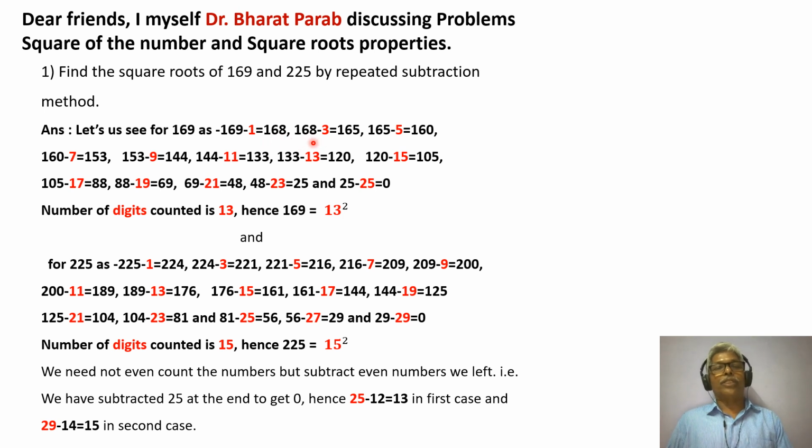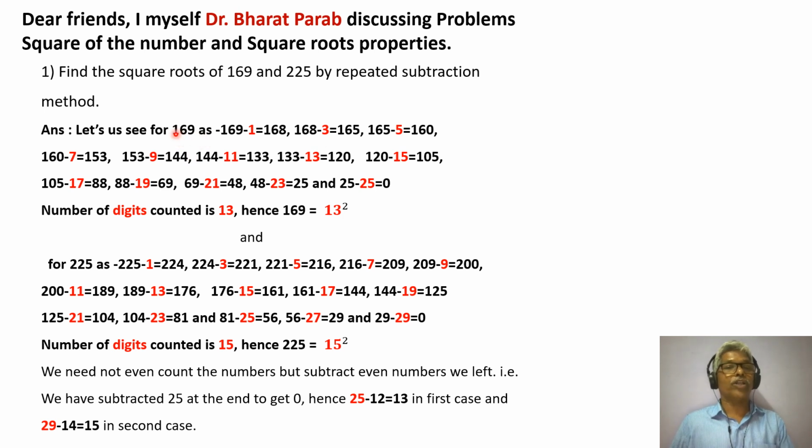From answer 168, minus 3 is 165, then minus 5 is 160, minus 7 is 153, minus 9 is 144, minus 11 is 133, minus 13 is 120, minus 15 is 105, minus 17 is 88, minus 19 is 69, minus 21 is 48, and minus 23 is 25, and 25 minus 25 is 0. As you get 0 here, 169 is a perfect square.